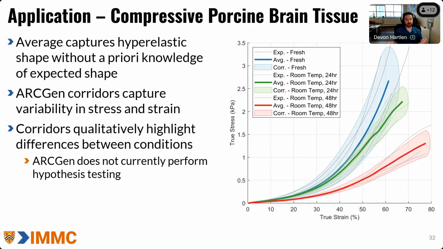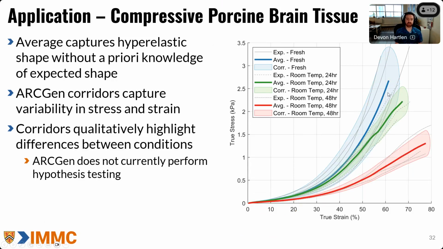But with ARCGen, we're able to take all of those signals, feed them directly into ARCGen, and capture an average response, which is shown in the solid line, and corridors, which are shown by the shaded balloon, for all of the responses without any a priori knowledge of what those signals look like, or without worrying about where they end in time. Because the important thing is the ARCGen corridors capture variability, not just in stress, which is vertically, but also in strain, which is the horizontal component here.